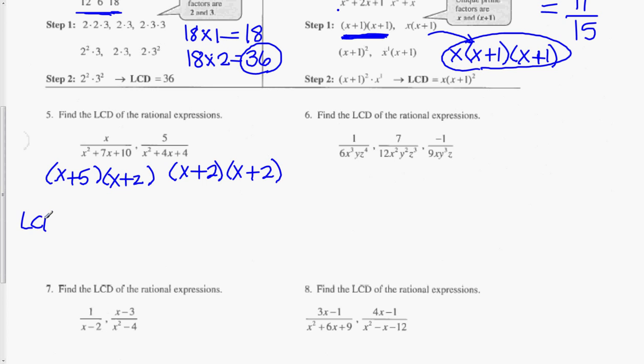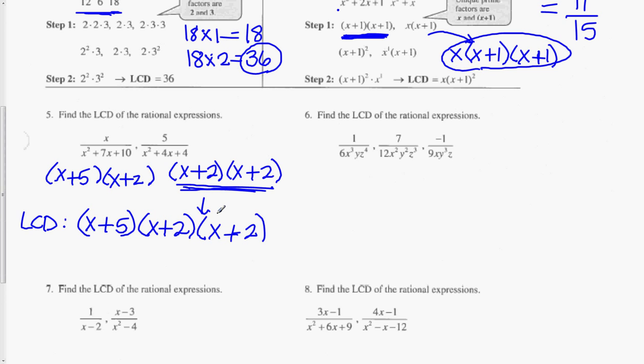So then my LCD, I'm going to write down what's in the first fraction, x plus 5, x plus 2. In the second fraction, I have x plus 2, but I've got not only one of them, I have two of them. So if two of them are together in the one denominator, I have to put two of them together in my final LCD. So the only reason that I wrote two of them in my LCD is because these two were together. That's the only reason. If I had just had a single x plus 2, I would have just needed a single x plus 2 in my LCD. But in this case, I need both of them.